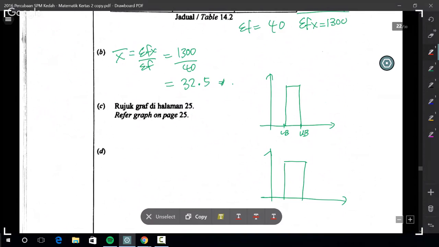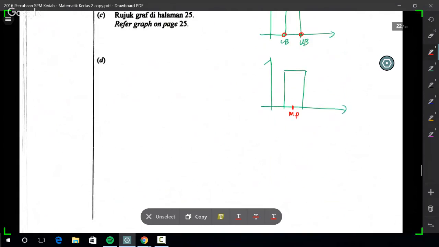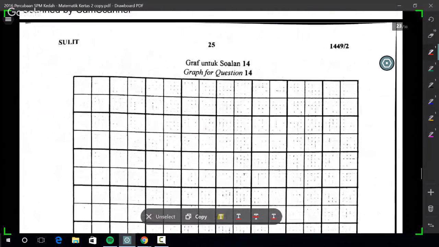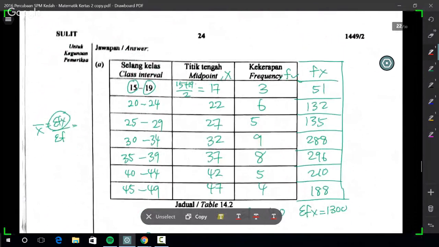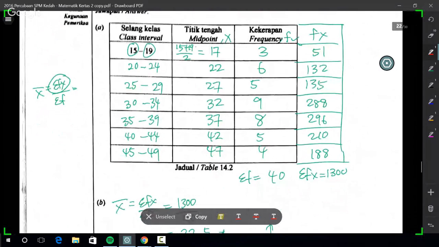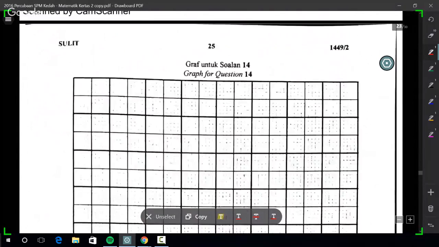The difference is how you write the value at the corner here. If using lower boundary and upper boundary, you have to write the value here. But if using midpoint, the midpoint is right in the middle. All right, this is the midpoint. This is the difference when you want to use lower boundary, upper boundary or midpoint in this topic. You must be very careful. All right, so yeah, I'm going to use the midpoint. I have how many? 1, 2, 3, 4, 5, 6, 7. I have 7 classes here.